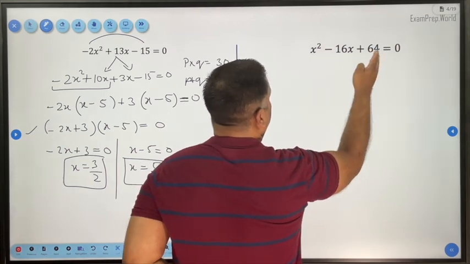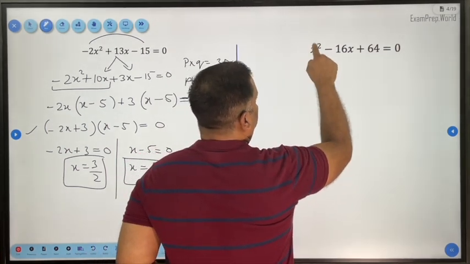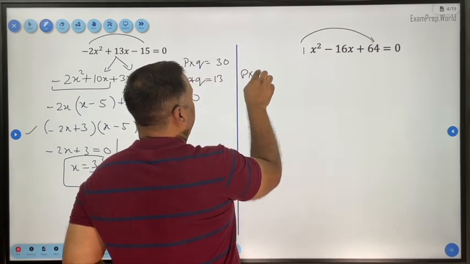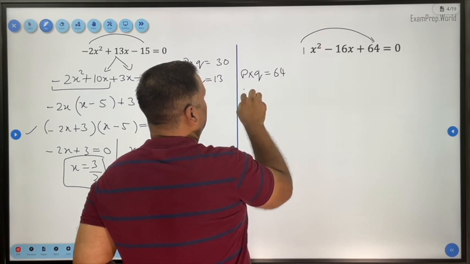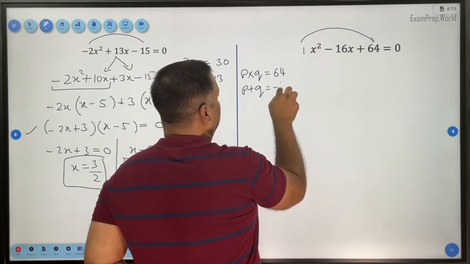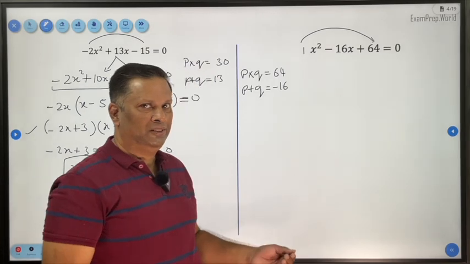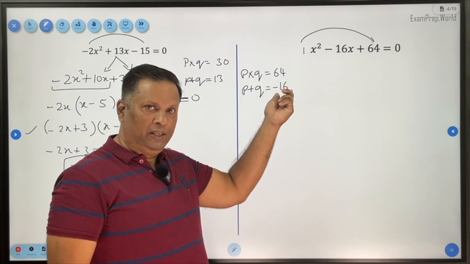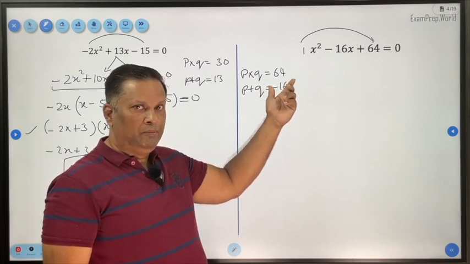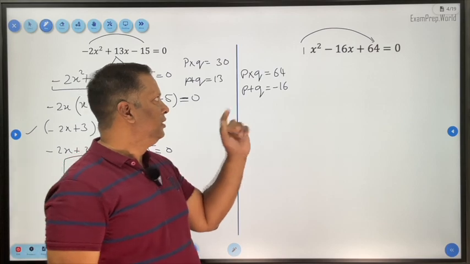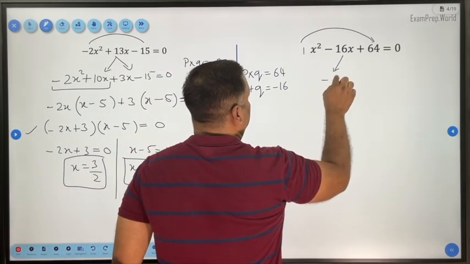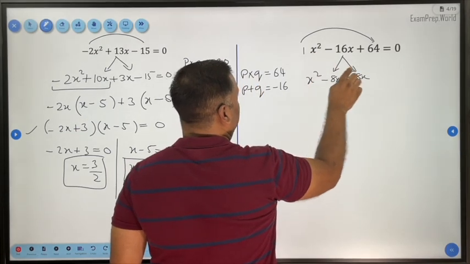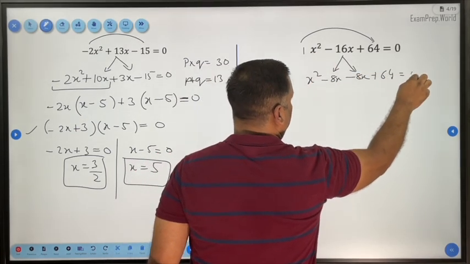Okay. Let's try and do this one. So here there is nothing in the middle. So 1 times 64, we want two terms, P into Q should be equal to 64 and P plus Q should be equal to negative 16. What are those two terms? Negative 8 and negative 8, because negative 8 and negative 8 make negative 16 when you add them, and when you multiply them it becomes positive 64. Okay. So I am splitting this as negative 8x and negative 8x.